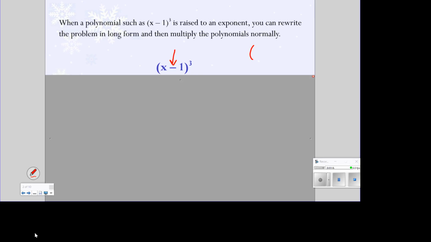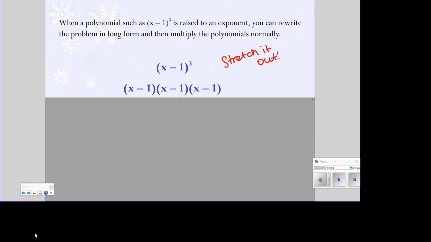Distributing that exponent worked when we had something like this, which was a monomial, and the 3 would apply to every exponent inside. Because we are dealing with polynomials, you must stretch it out. So when in doubt, stretch it out. x minus 1 cubed really means x minus 1 times itself 3 times. So we have to stretch this out to mean x minus 1 times x minus 1 times x minus 1. We need to write it 3 times.